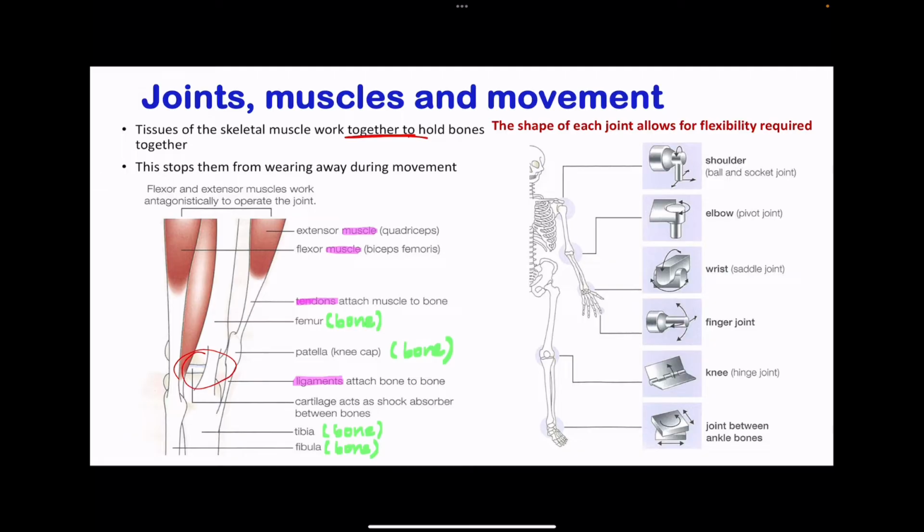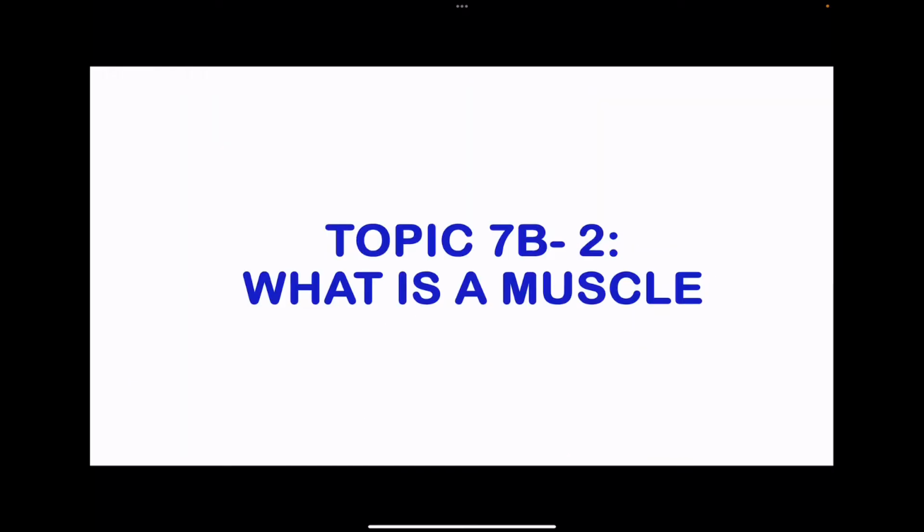The muscles holding the bones at a joint include extensors as well as flexors. These are antagonistic muscles. Flexors flex to bend a joint, while extensors cause the extension of the joint.